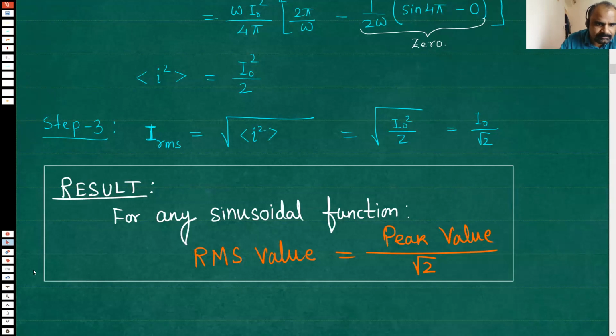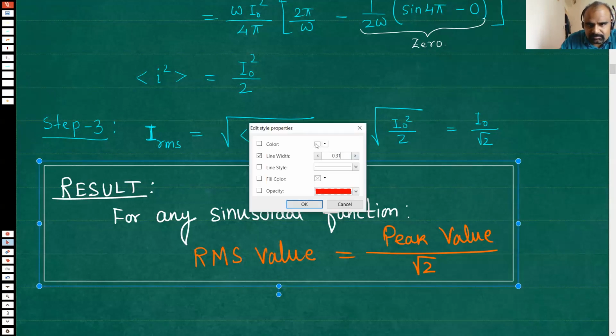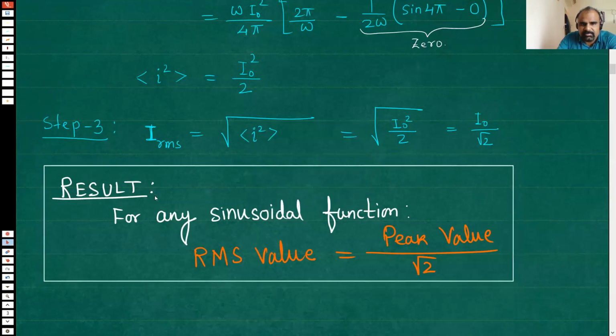Not clear? What is the problem? Can't you see RMS value is peak value by root 2? Yes, sir.